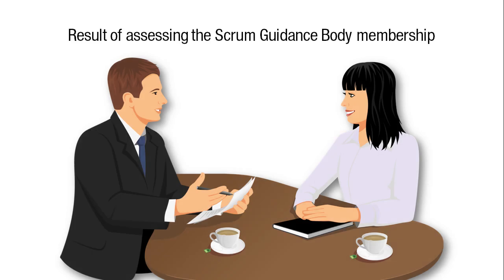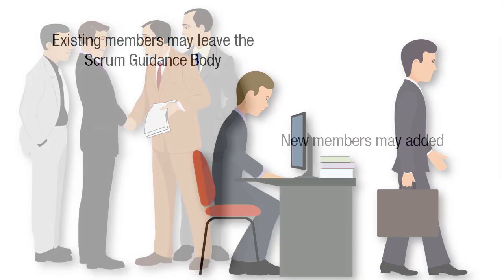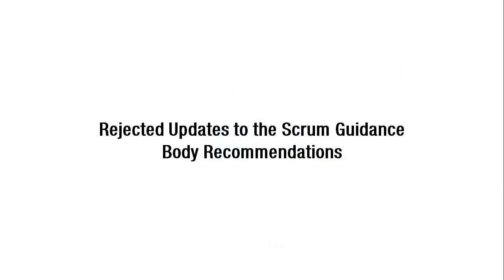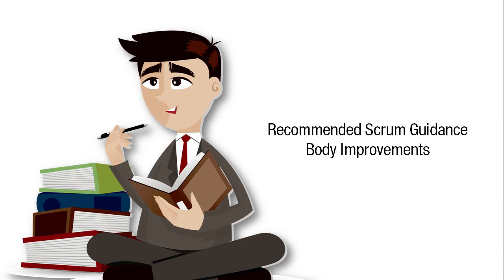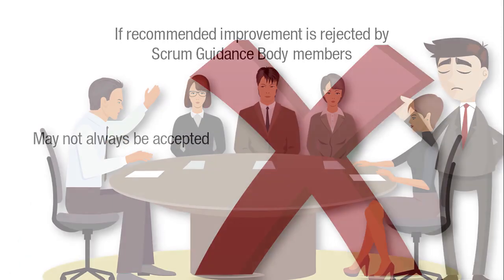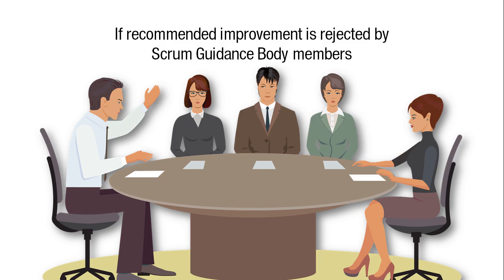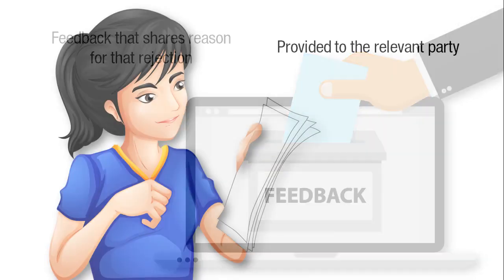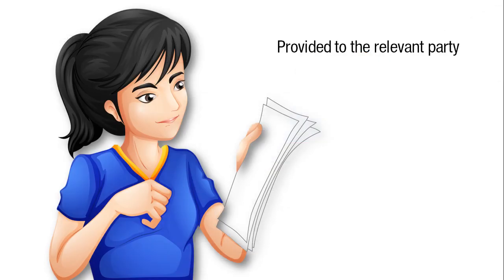As a result of assigning the Scrum Guidance Body membership, new members may be added and existing members may leave the Scrum Guidance Body. The last output we will discuss is rejected updates to the Scrum Guidance Body recommendations. Recommended Scrum Guidance Body improvements may not always be accepted. If a recommended improvement is rejected by the Scrum Guidance Body members, an explanation of the reason or reasons for the rejection is provided as feedback to the relevant parties.